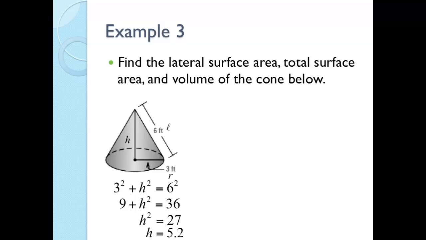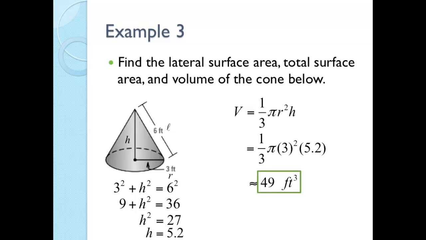So the volume is equal to 1/3 pi r squared h. So we have 1/3 times pi times 3 squared times 5.2. And that comes out to be about 49. And this is the volume of the cone. So our units are going to be cubic feet.